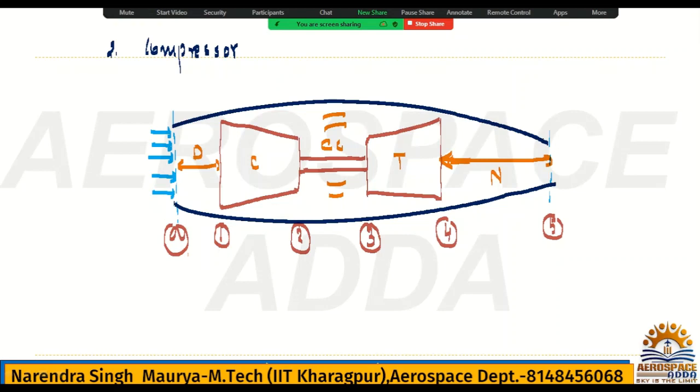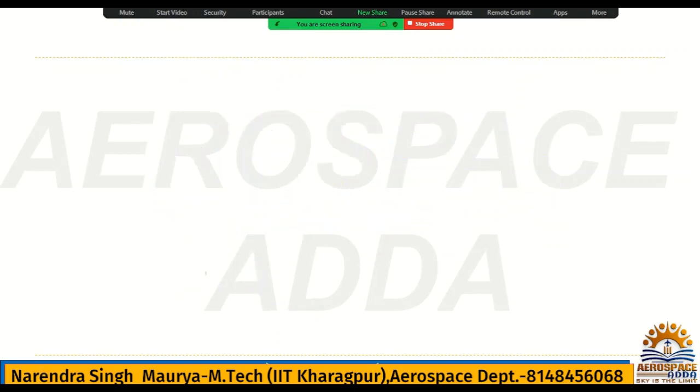Okay, so we will take this component separately. This is the compressor. The diffuser part was done here. Already I explained the first component. Now the second component is the compressor. So I am going to take this compressor separately. This compressor is nothing but a rotatory device, right?